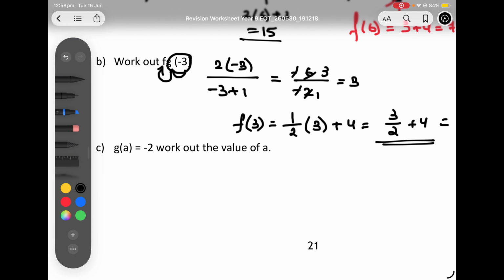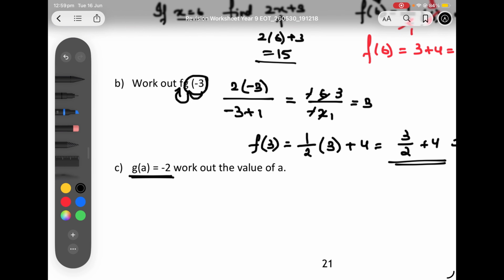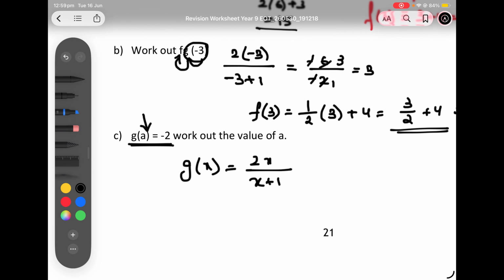Now they are saying that g of a is equal to minus 2. For the same question, what is g of x given to you first? g of x is given as 2x over x plus 1. Now what they have done is, first of all, they have taken g of a. So that means wherever there is x, there is an a. So I will rewrite this with an a.